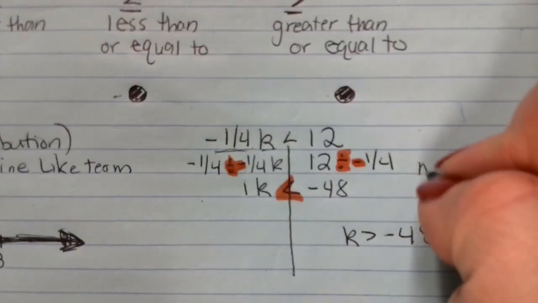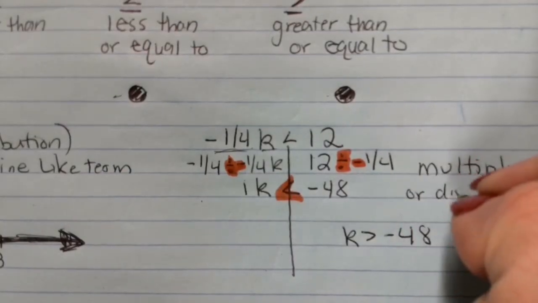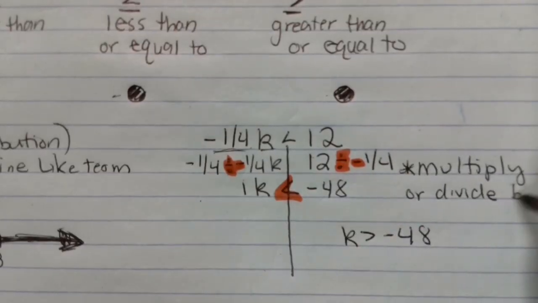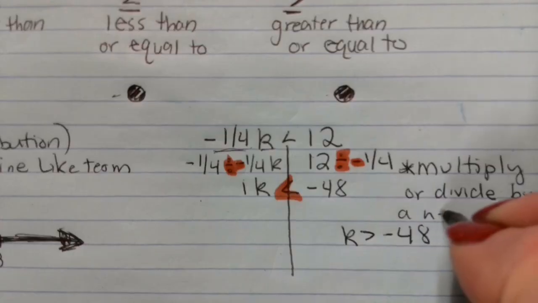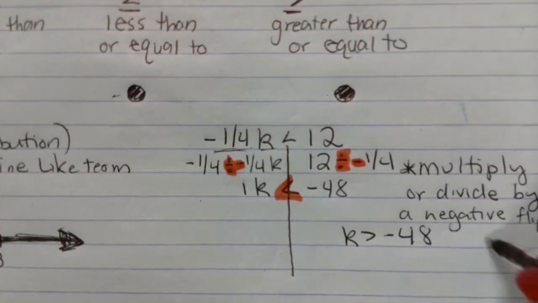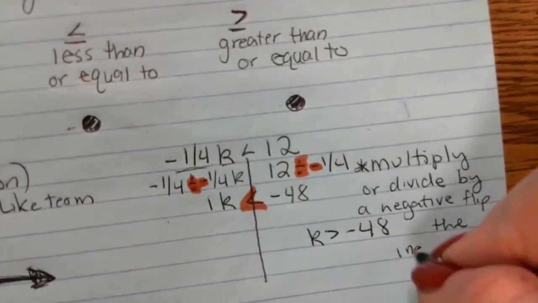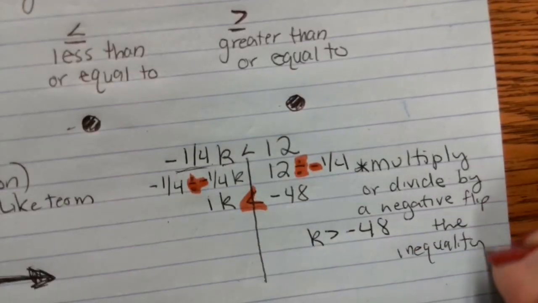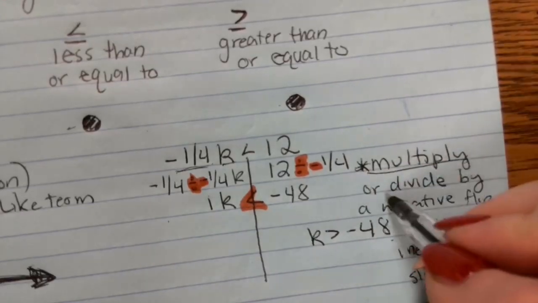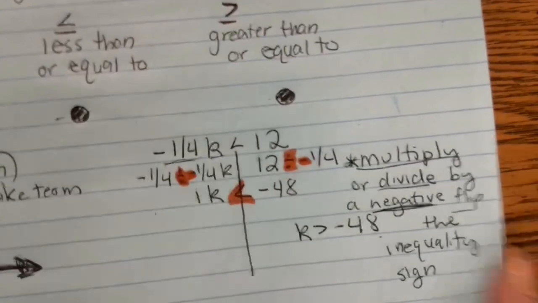So again, multiply or divide is an important thing to remember because it flips the sign if it's negative. Alright, so anytime you multiply or divide by a negative number, you flip the inequality sign.